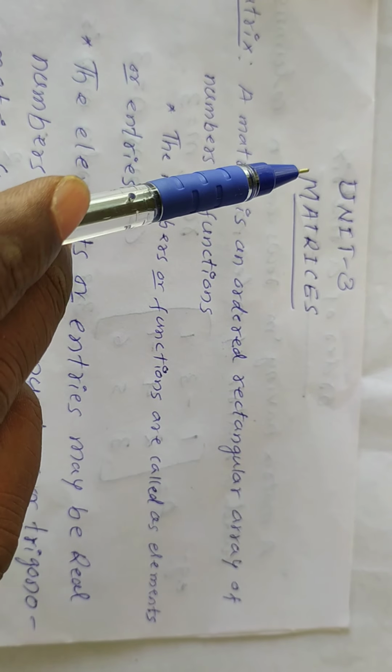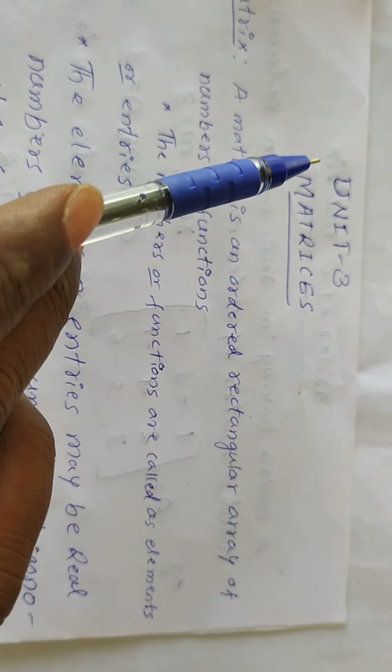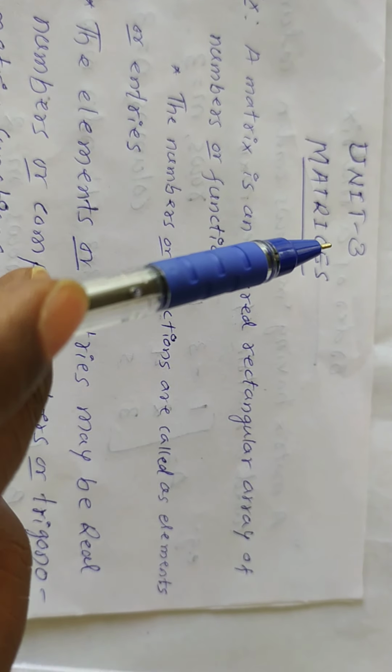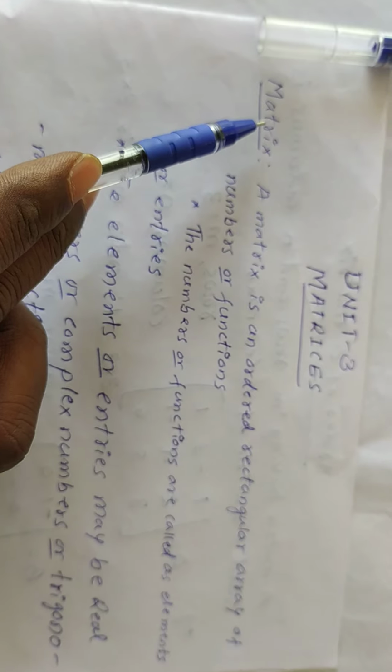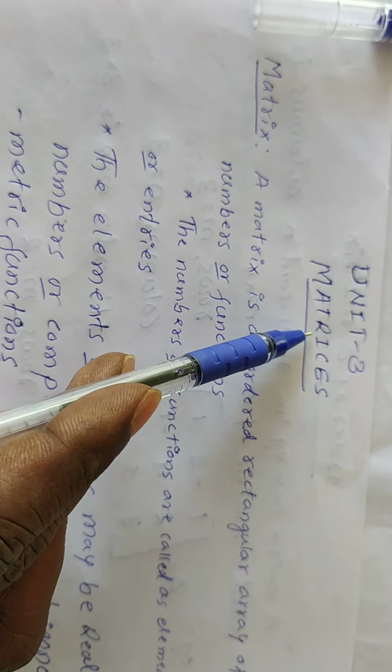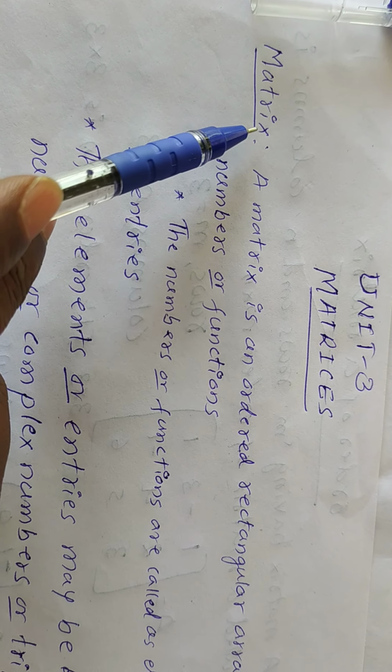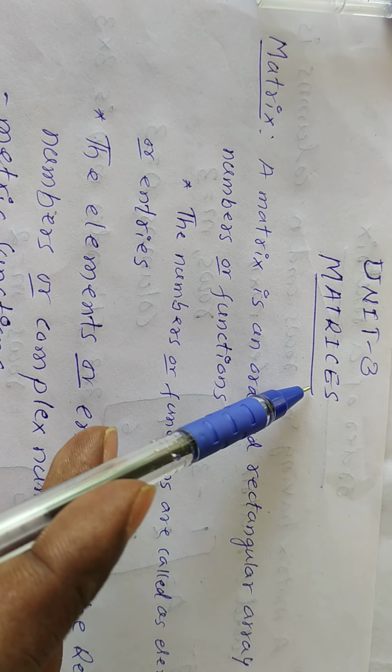Today I am going to discuss Unit 3, that is matrices. The word matrices is derived from the word matrix. Matrices is the plural form of a matrix. Matrix is singular. Matrices is the plural.